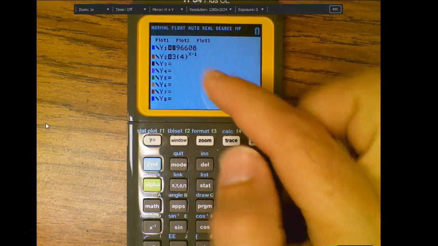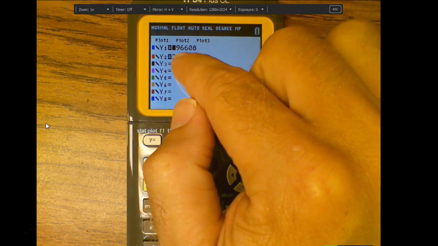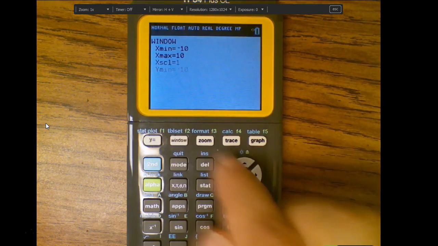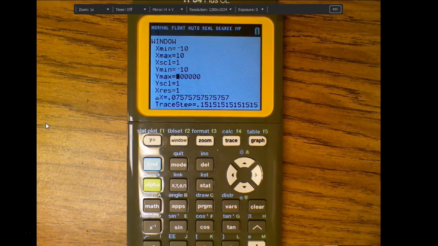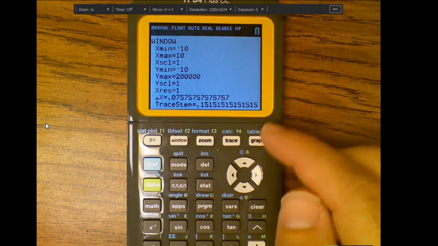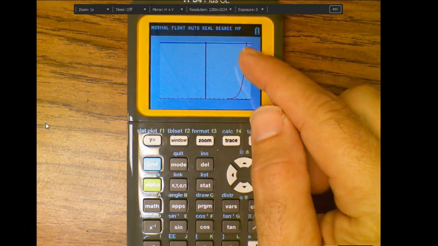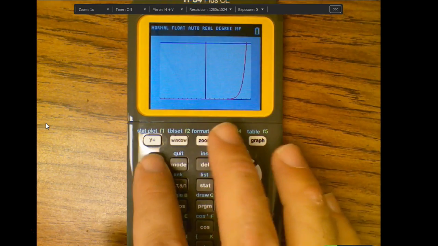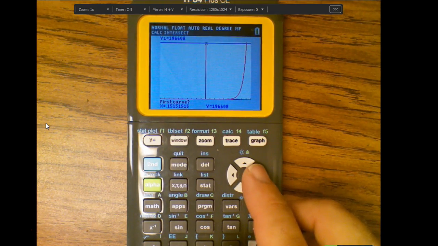Anyway, keep in mind for a number this large, that's almost 200,000, so I had to go to my window and adjust my y max all the way up to 200,000. Otherwise, you'd never see this on your screen. And so that's what I did. Go ahead and hit graph, and both graphs are graphed. I got the point of intersection right up there. So if I go ahead and hit second calc, choose intersect, and I'm going to get my cursor over into that area.